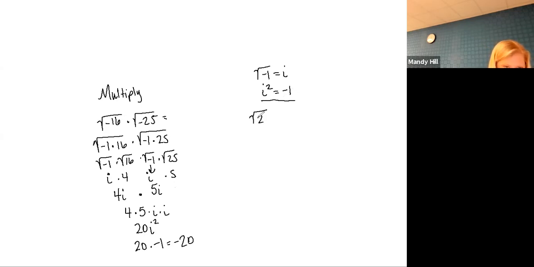Okay, so what happens if I do the square root of 25 times the square root of negative 1? Well, the square root of 25 is easy, right? It's just 5, because 5 times 5 is 25. The square root of negative 1 is i. So when we put those together, we would just get 5i on that one.